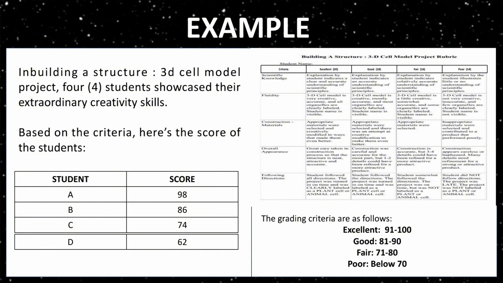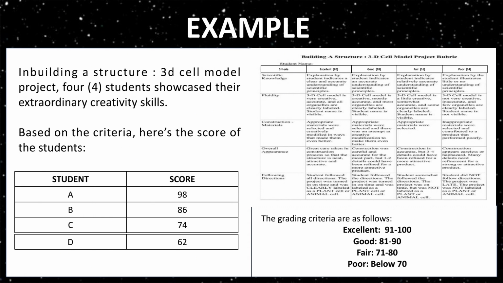Now, let's move on to our last example. Tadaan! So, naa na diha atong rubric, atong grading criteria, and the scores of the students. So, let's consider a Criterion-Referenced grading system for building a structure like a 3D cell model project with a total score of 100. The skills being assessed in a 3D cell model project based on the given criteria are scientific knowledge, fluidity, materials, appearance, following instructions if they really followed or not.